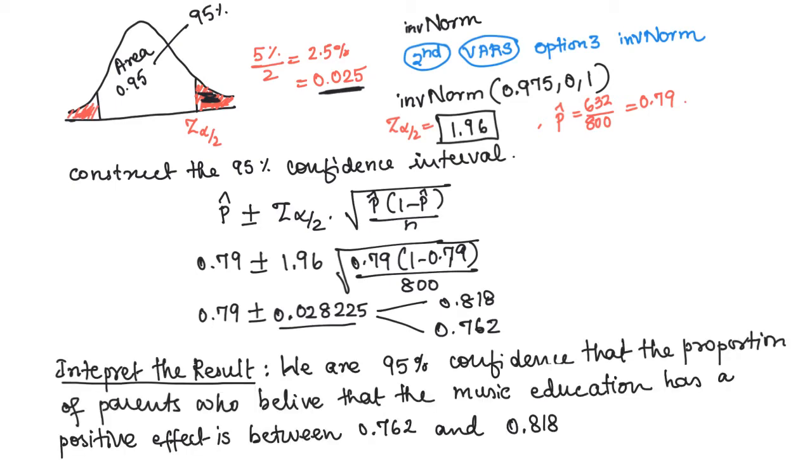Now let's see, a music teacher claims that 80% of parents believe that the education has a positive effect. Does this confidence interval contradict the claim? Since 80% in decimal is 0.80, that is within this interval. So the confidence interval does not contradict the claim.